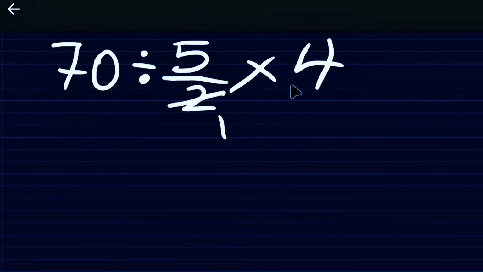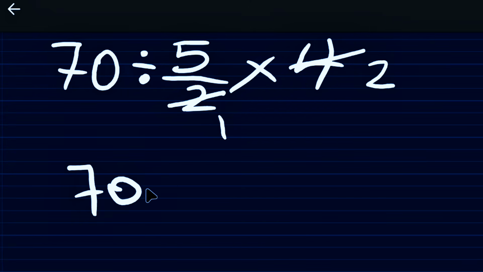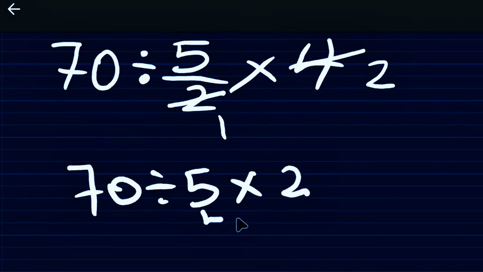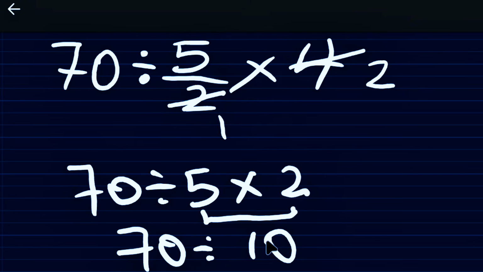2 divided by itself is 1. 2 divided by 4 equals 2. Okay, so we have 70 divided by 5 times 2. Okay, and 5 times 2 equals 10. So we have 70 divided by 10, and that is equal to 7.